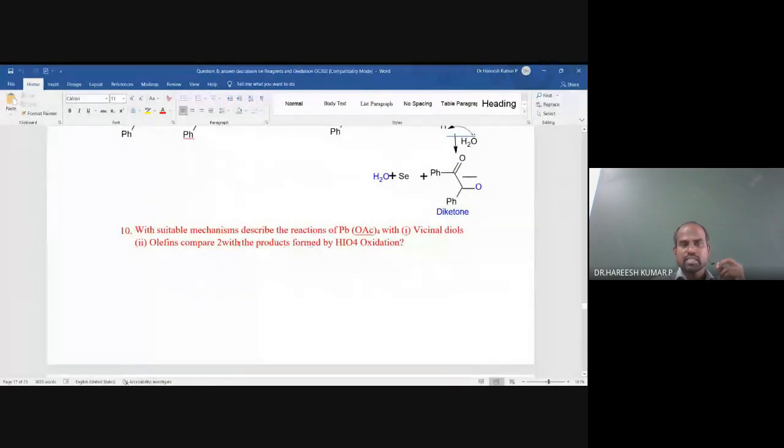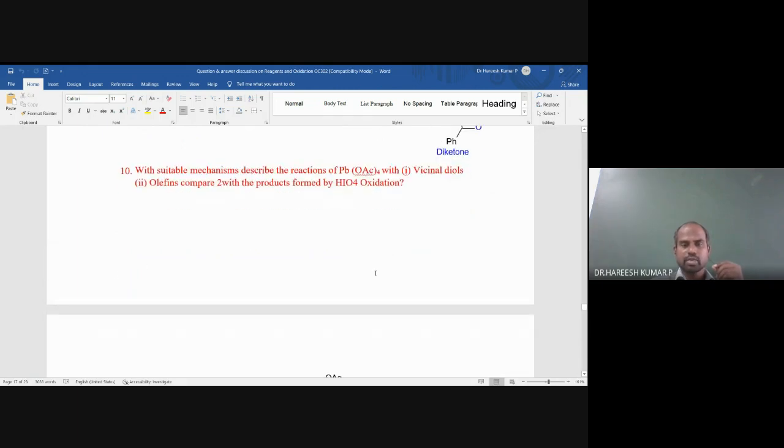It's a general question. You can write with a suitable mechanism, describe the reactions of lead tetraacetate with vicinal diols. Vicinal diols means a cleavage that you need to write. Olefins, vicinal diol, compare with periodic acid. So this is also a general question. You can just look into that.